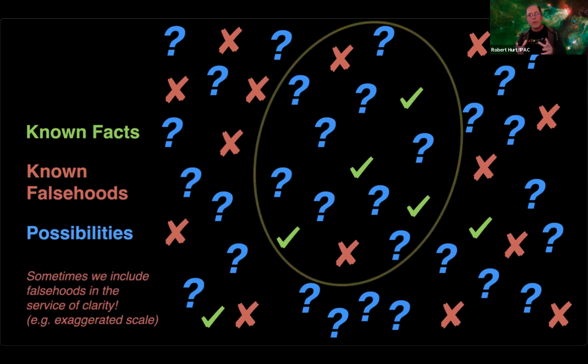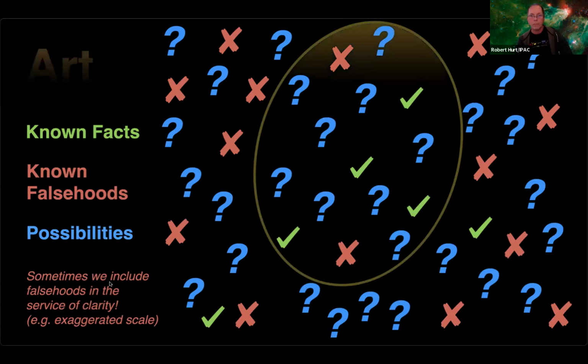Now notice I've actually included a couple of red X's in here, and that's because sometimes you may actually show things that are inaccurate if they are inaccurate in the service of greater communication. For instance, if you are doing a black hole and you do it exactly to scale, you might not even see the black hole in the illustration. So you may choose to exaggerate scale in order to successfully communicate an idea that would be lost otherwise.